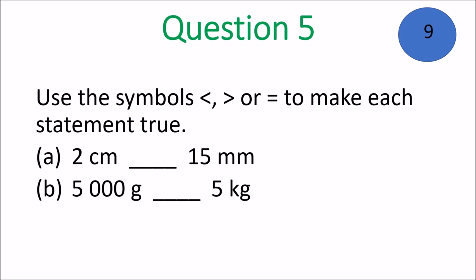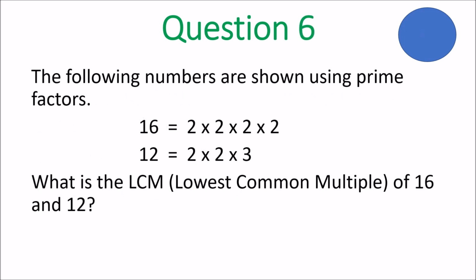Use the symbols to make each statement true. A, 2 centimeters compared to 15 millimeters. B, 5,000 grams and 5 kilograms. Get cracking, grade 7, 8, and 9 students. Let's see if you can get this metric system question correct. Got it? And we move on now to question 6.